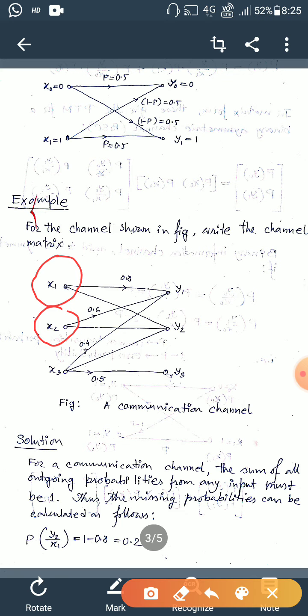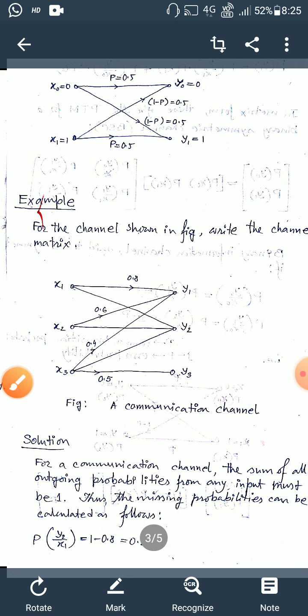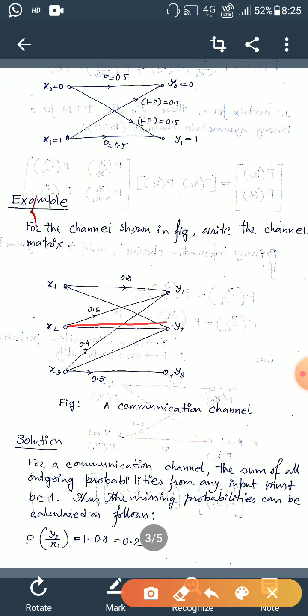So here P of y2 by x1 will be 1 minus 0.8, because there are two paths present. So that is 0.2. Now if you consider this path, this one is missing. How can you get this one?